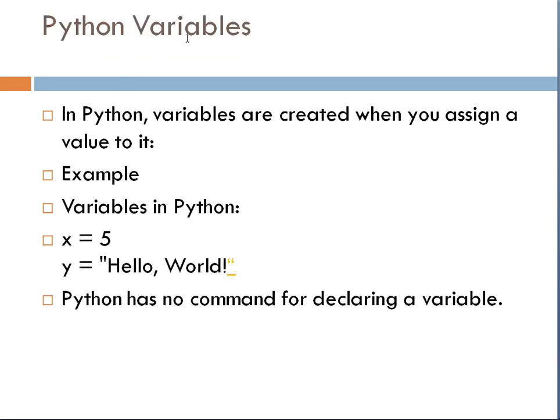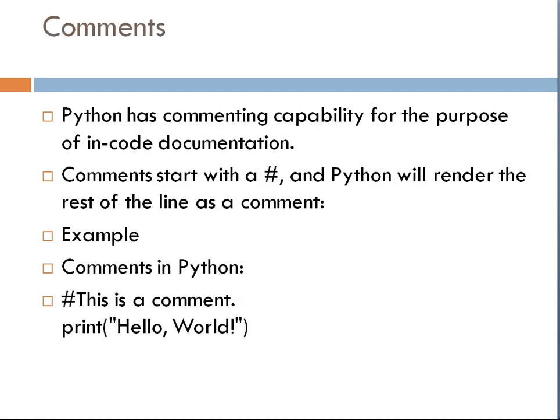Then Python variables. This is very important. In Python, variables are created when we assign a value to them. For example, x equals 5. You don't have to write int x equals 5 as in other languages. This is not necessary in Python. You just write x equals 5. It's an integer type by default, and Python knows that. y equals "hello world" is a string type, and Python knows that. So Python has no command for declaring a variable, and it doesn't specify the data types.